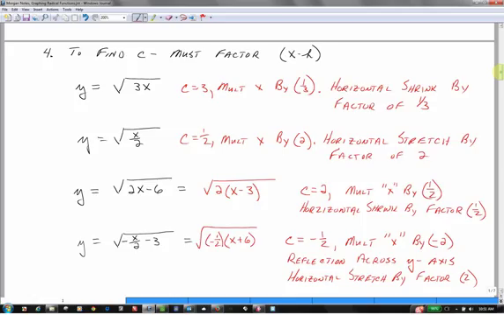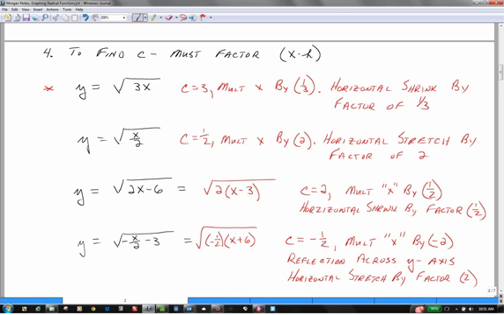So let's take a look at the first example here. We have y is equal to 3x. So since c is equal to 3, what I'm actually going to multiply the x by is 1/3. I take the reciprocal. So it's going to be a horizontal shrink by a factor of 1/3. Remember, x is a horizontal movement, and since I'm taking it by a fraction, it's going to be a shrink.